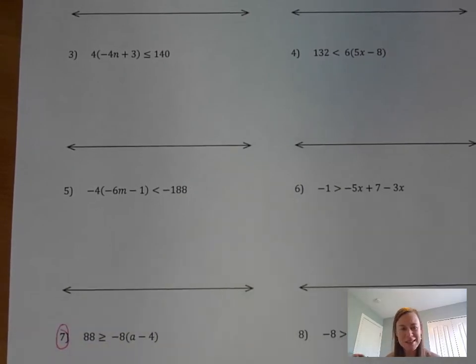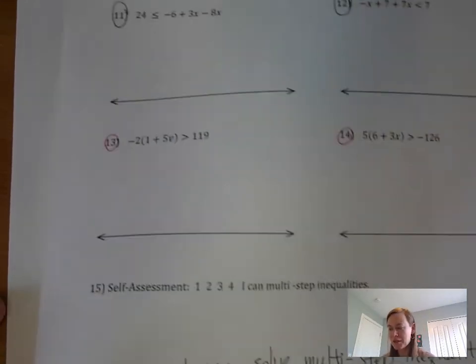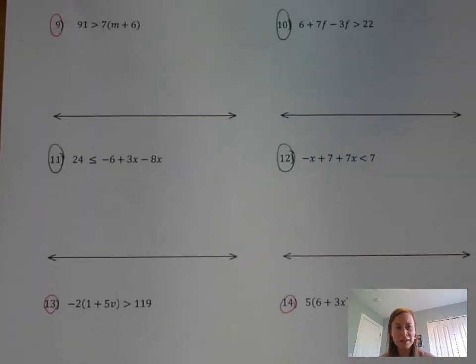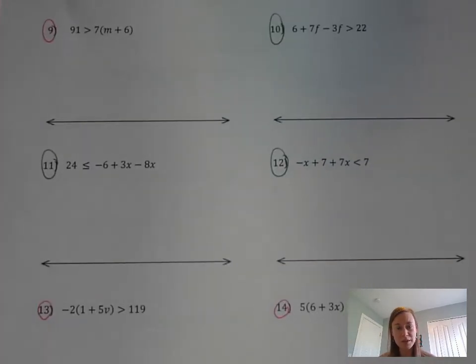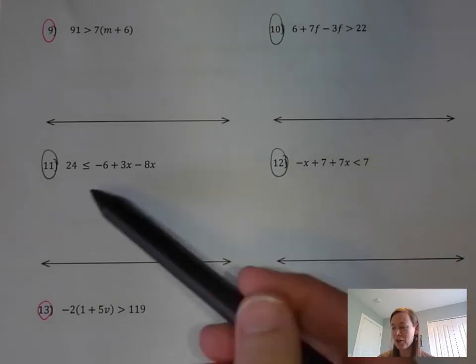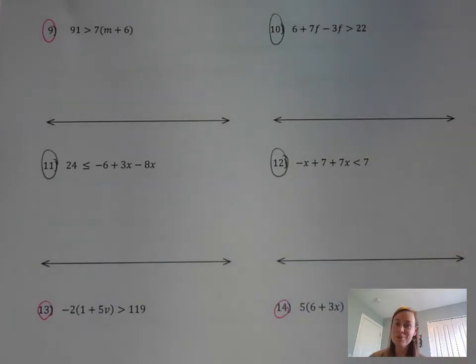So you can see I did a little color coding again. I've got some pink circles and I've got some green circles here. The pink ones are all the distribution problems, the ones where we use the distributive property to solve. And the green ones are the ones where we have to combine like terms to solve. Okay, let's go ahead and get started with those pink problems.